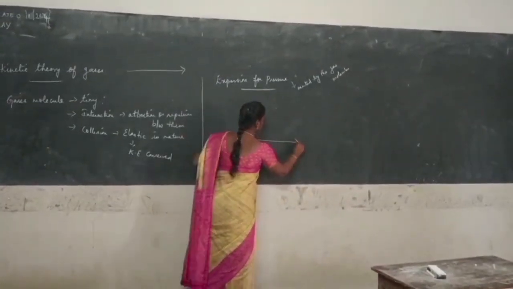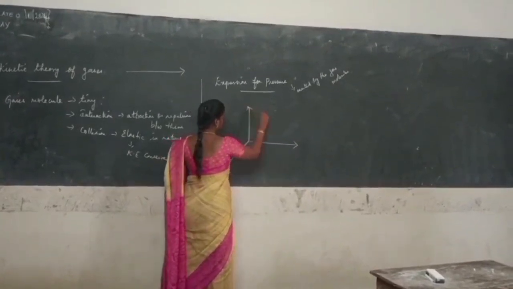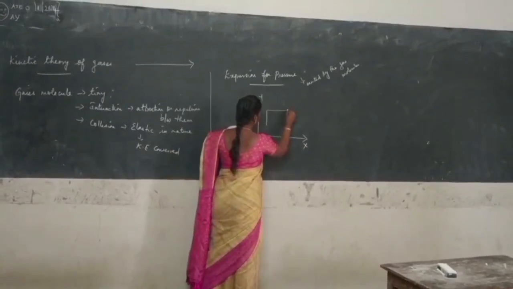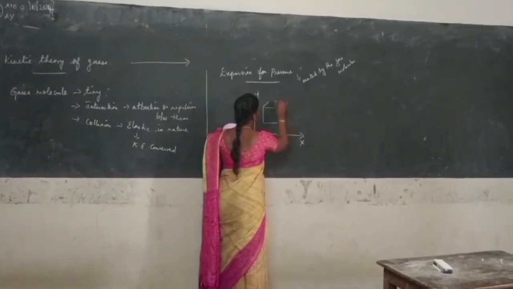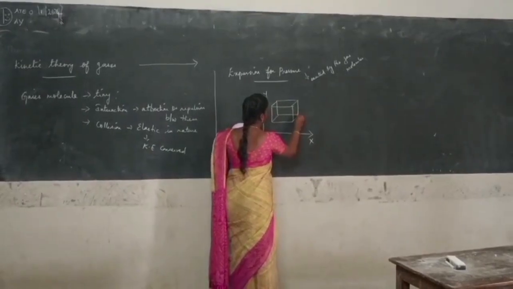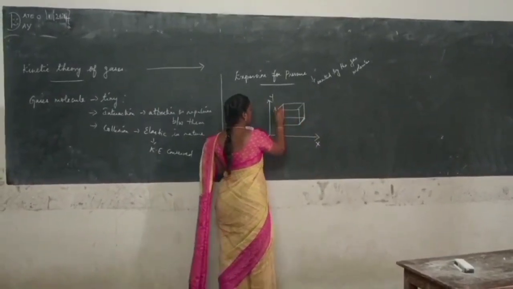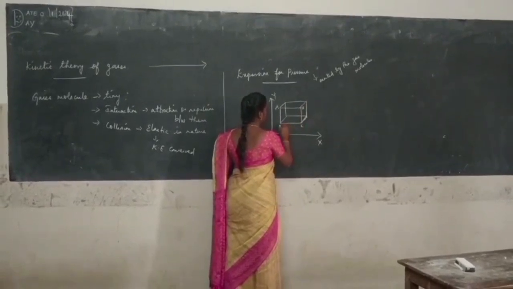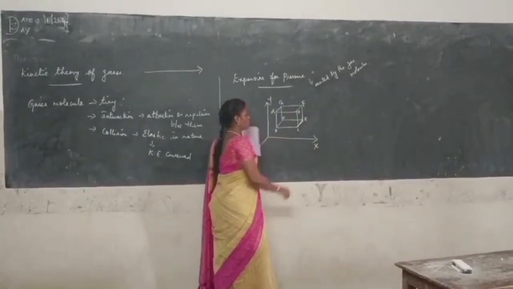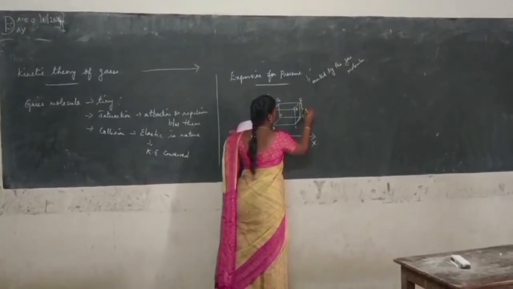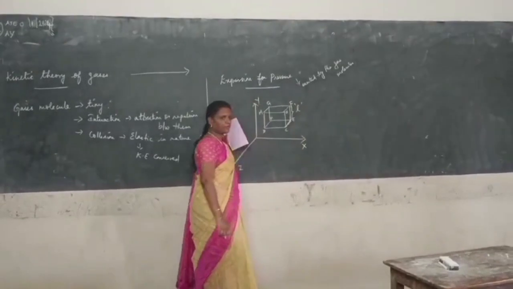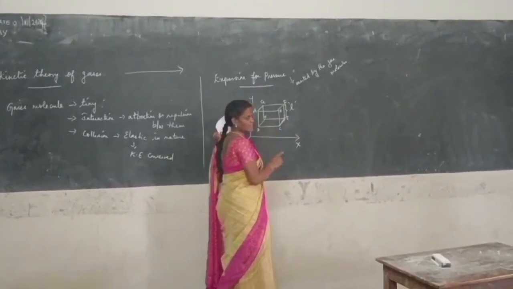Here we have x, y, z, the three coordinates. Here we have one cubical vessel. Let me take the vertices A, B, C, D, E, F, G, H, whose sides will have the length L. That is, all the sides will be of length L.